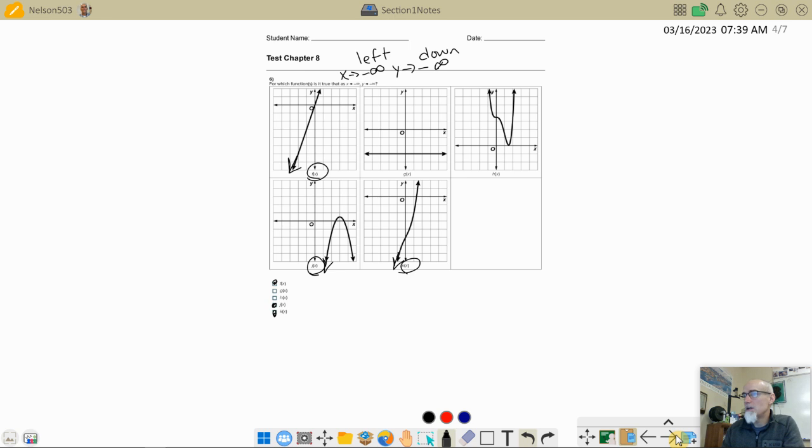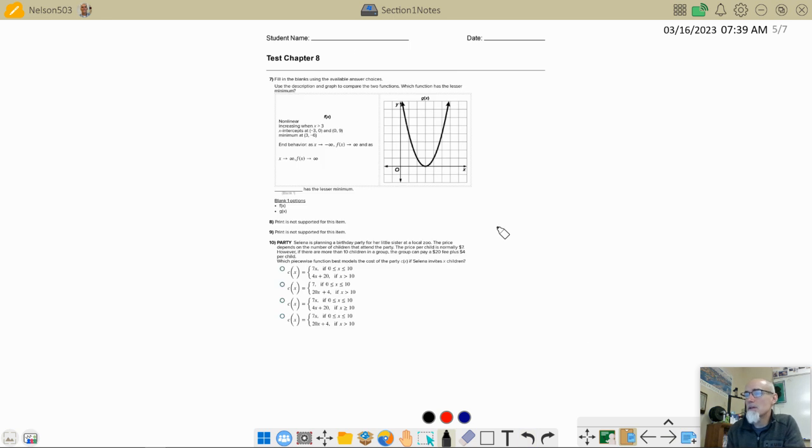And the next one, number 7, says which one has a lesser minimum? Okay, so the minimum is described right there. The minimum value is -6. The minimum is right here at 0. So the F function has the lesser minimum. Now it says, print not supported on this item. Oh boy, we're going to have a hard time doing the corrections on that. I'll switch over to my other program.